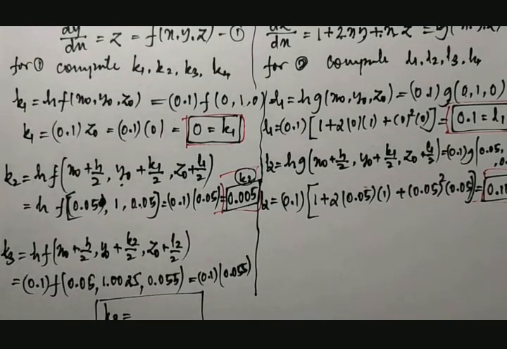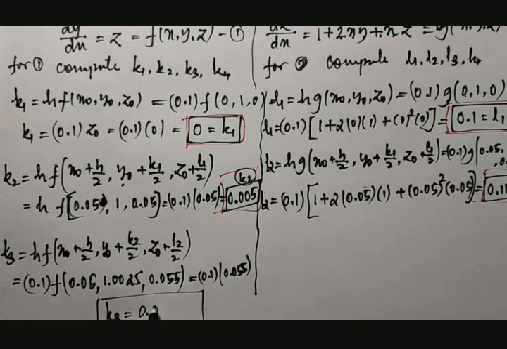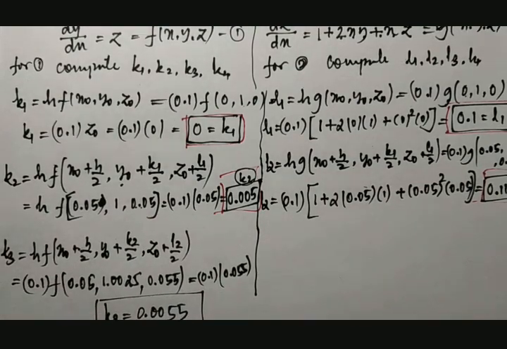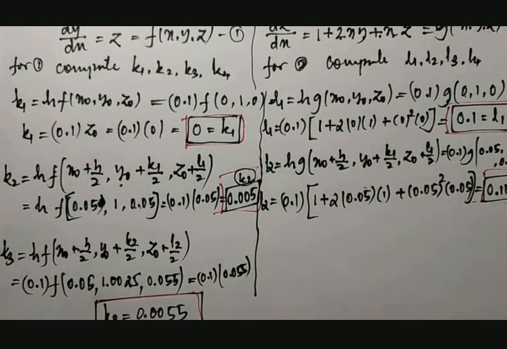So that is equal to, let us see how much it is. Use a calculator and calculate this value. Then this becomes 0.1 into 0.055, which is nothing but 0.0055. Okay, so this is K3. Then we'll move to L3.